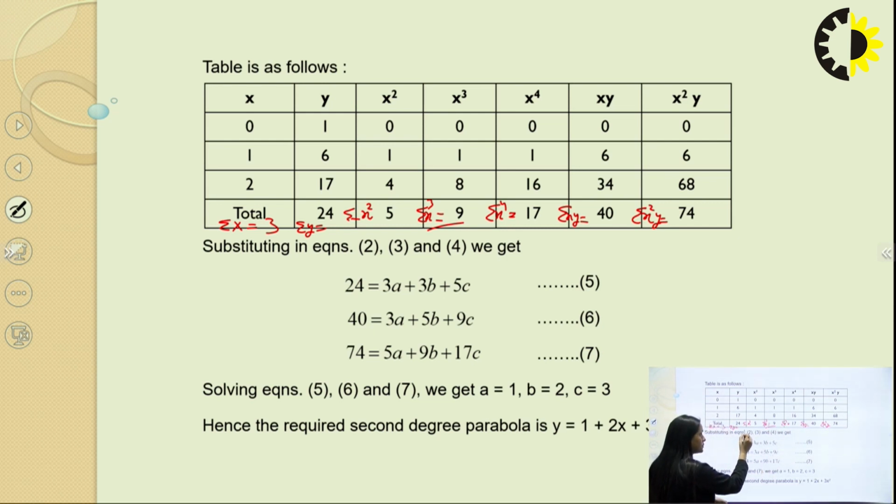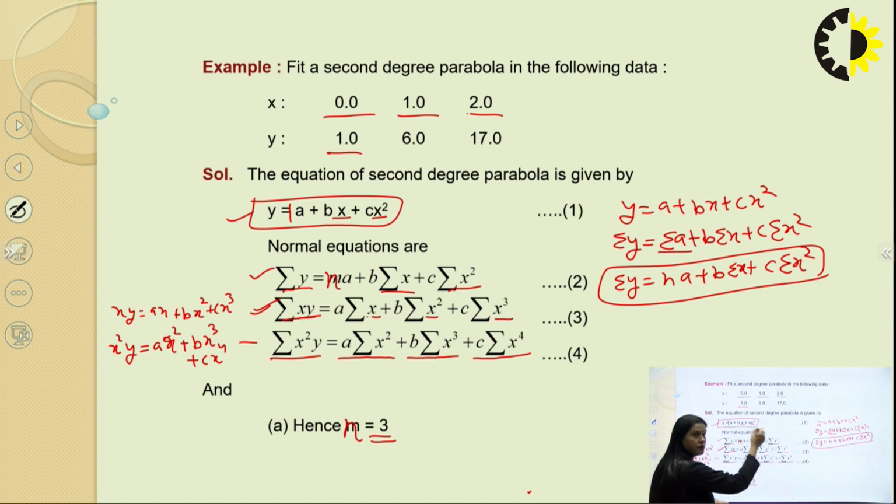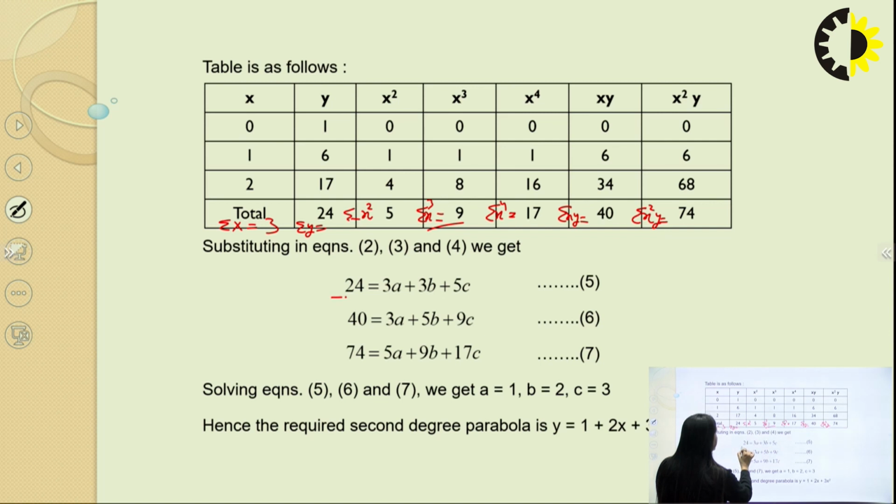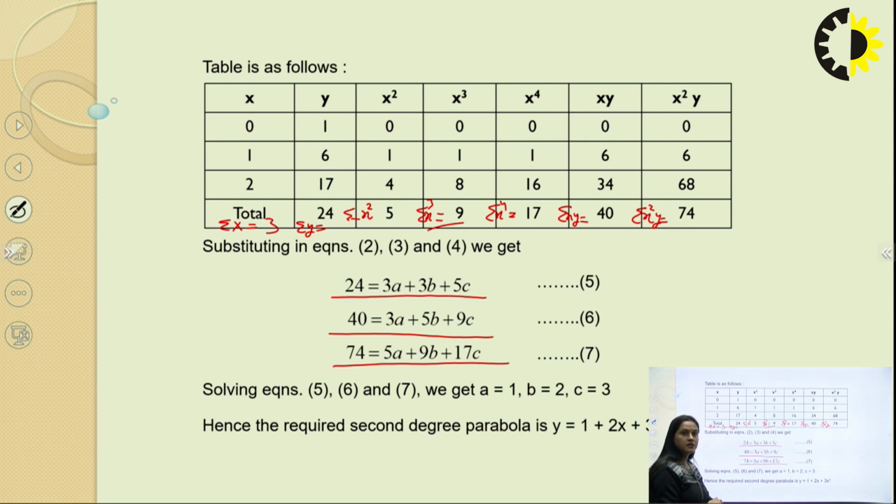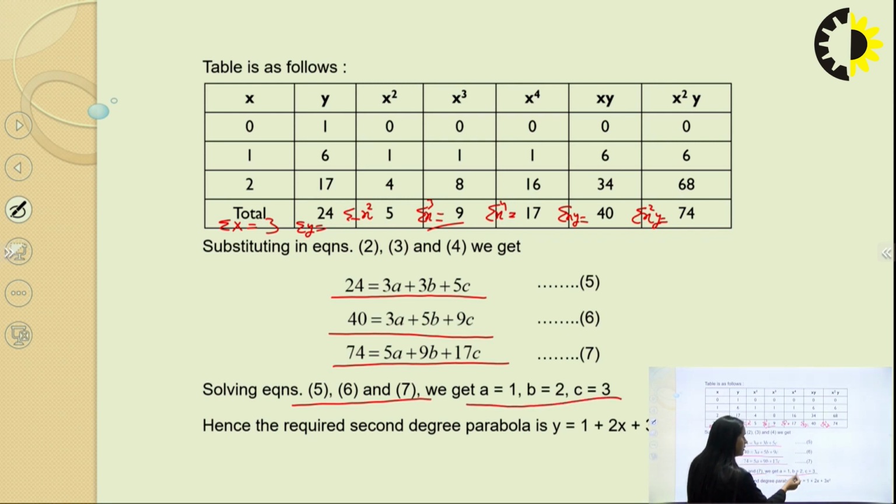Now I have substituted all these summated values in our normal equations, which were equation number 2, 3 and 4. On substituting, we will get 24 is equal to 3a plus 3b plus 5c. 40 is equal to 3a plus 5b plus 9c. 74 is equal to 5a plus 9b plus 17c. On solving these equations 5, 6 and 7, we will get the value of a is equal to 1, b is equal to 2 and c is equal to 3. Now finally, we got the values of the constants a, b and c, which are 1, 2 and 3. So on substituting these values in the equation y is equal to a plus bx plus cx square, we will get y is equal to 1 plus 2x plus 3x square.